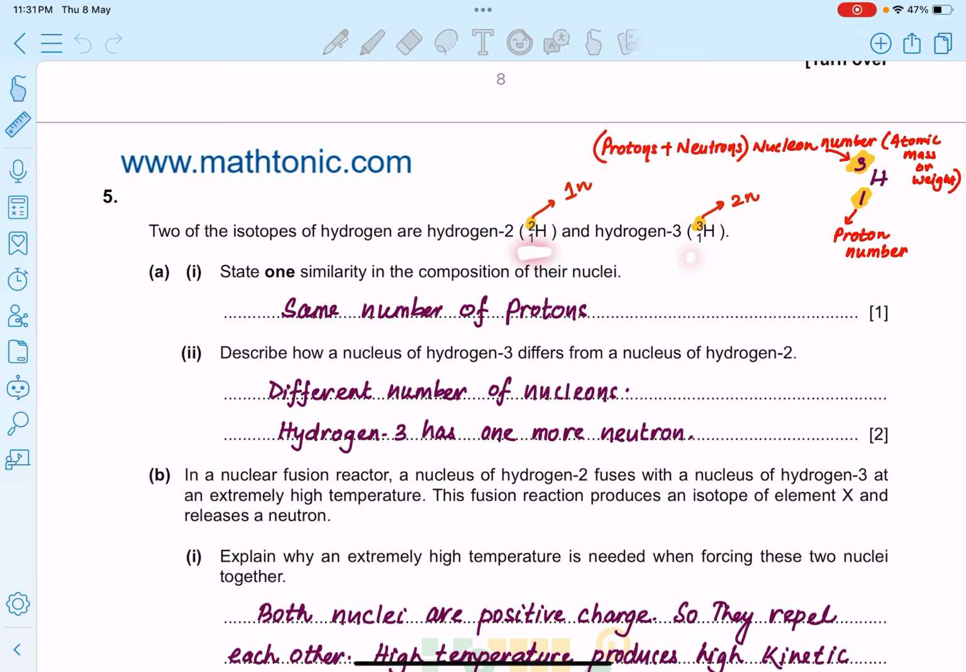If you compare these two, we can see they have the same proton number, that is the similarity we have. Describe how the nucleus of hydrogen 3 differs from the nucleus of hydrogen 2. Very simple. Here we have 2, here we have 3. Hydrogen 2 has one proton plus one neutron, and hydrogen 3 has one proton plus two neutrons. So they have a different number of nucleons, and hydrogen 3 has one more neutron.